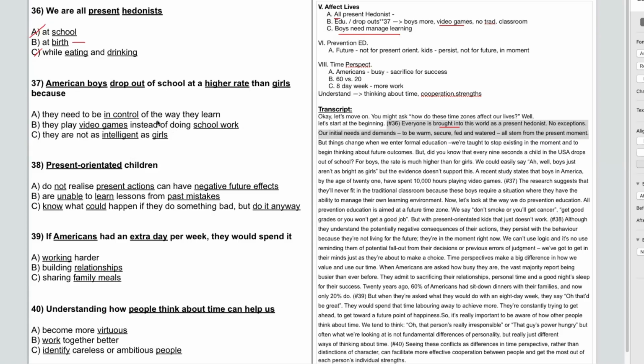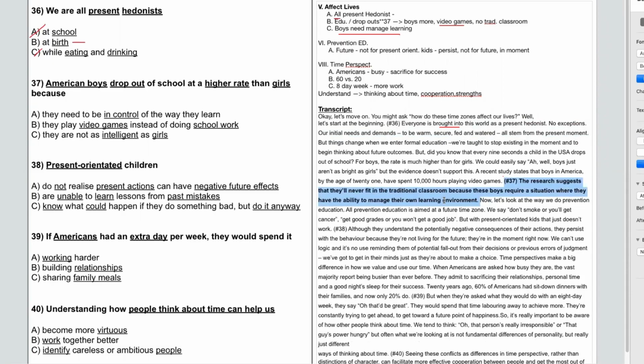They need to be in control of the way they learn. Let's go ahead and look at exactly what the speaker said. So I'm going to go to number 37 in our transcript and just make that bold for you to see. And it says, the research suggests that they'll never fit in the traditional classroom because these boys require a situation where they have the ability to manage their own learning environment.